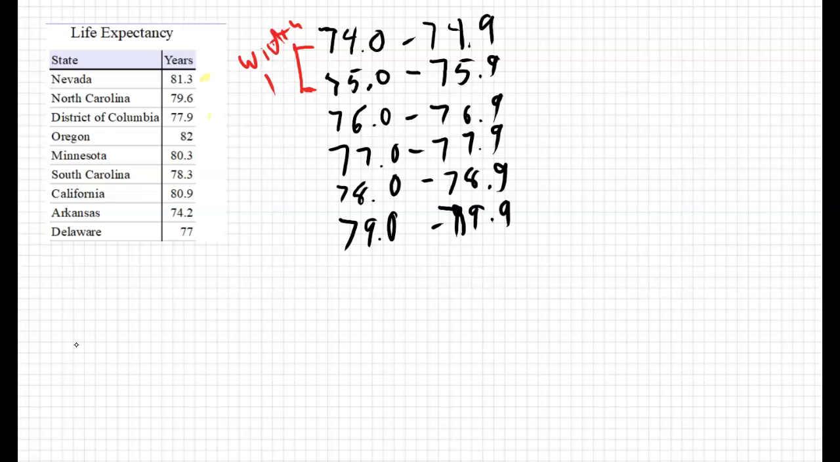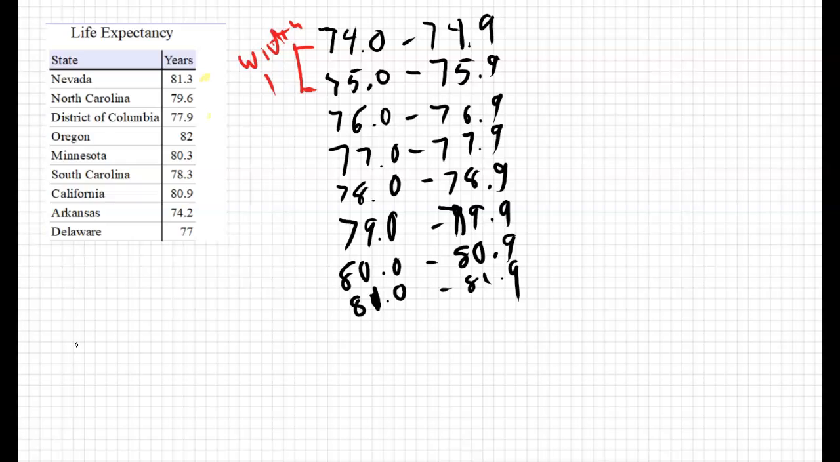Looking at the data, the highest one is 81.3, so I have to go 80.0 to 80.9, 81.0 to 81.9, and I think that covers all my data. So now I'm going to count how many I have in each of these classes.